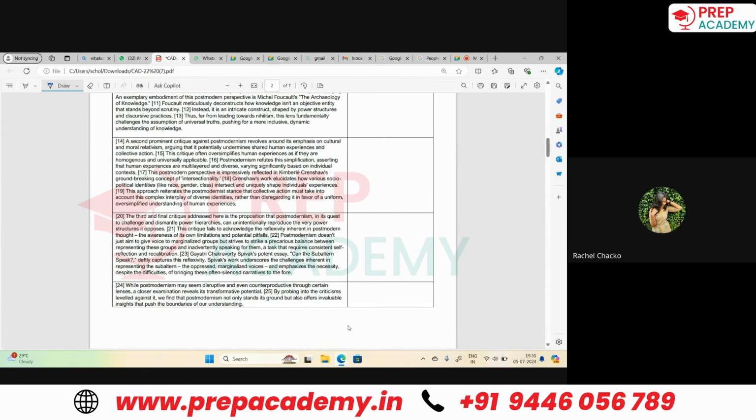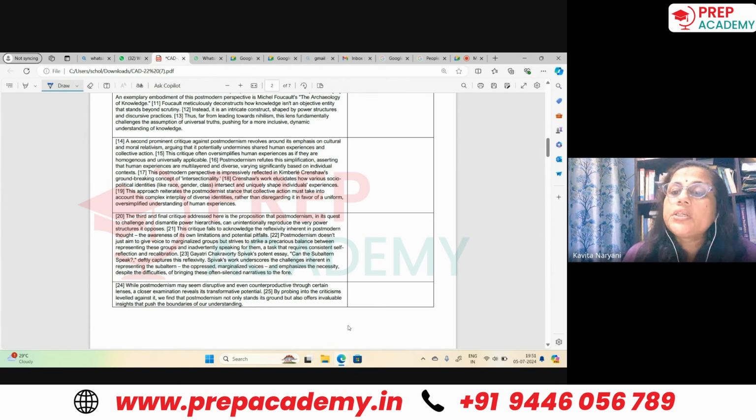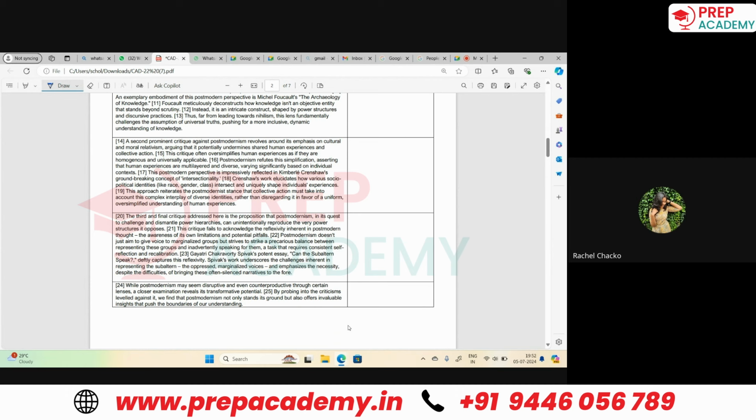The second prominent critique against postmodernism revolves around its emphasis on cultural and moral relativism, arguing that it potentially undermines shared human experiences and collective action. This critique oversimplifies human experiences as if they are homogeneous and universally applicable. Postmodernism refutes this implication and simplification, asserting that human experiences are multi-layered and diverse, varying significantly based on individual contexts.